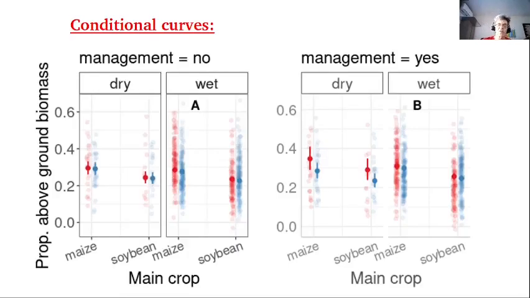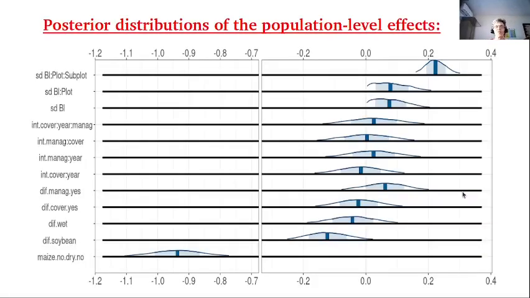So again, we can obtain, as usual, the conditional curves here shown for management no and management yes, for the different combinations of the main crop and the 2 years. And here are the predicted values, and the shaded dots indicate the distribution of the data. We can obtain also the posterior distributions of the population level effects, here shown with the mean and the 50% credible interval, and this is the 95% credible interval. These are true probability distributions for each of the model parameters having population level effects.